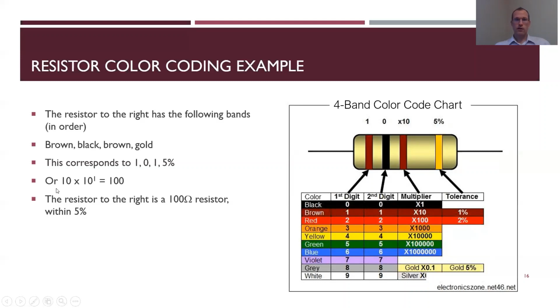Again, brown stripe is 1, black stripe is 0, and then times 10 to the brown stripe being 1. So 10 times 10 to the first power, I get 100. And with the 5% tolerance, this resistor is anywhere between 95 and 105 ohms. So it's not exactly 100, it's somewhere between 95 and 105. That's what the manufacturer is going to guarantee you.